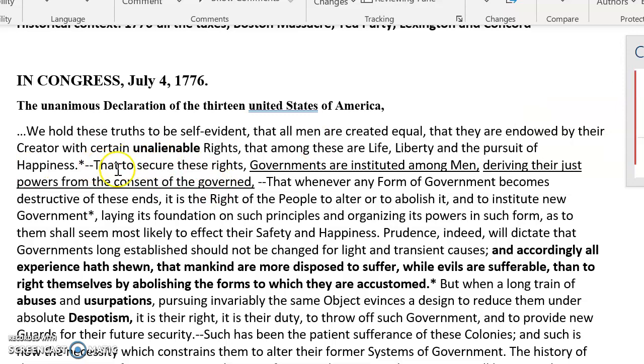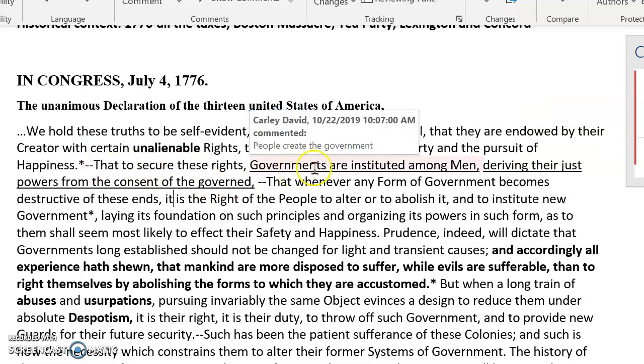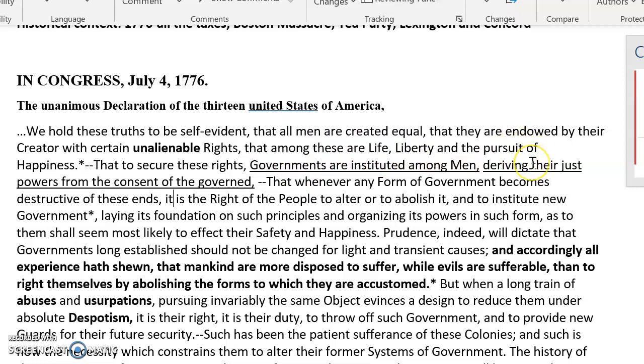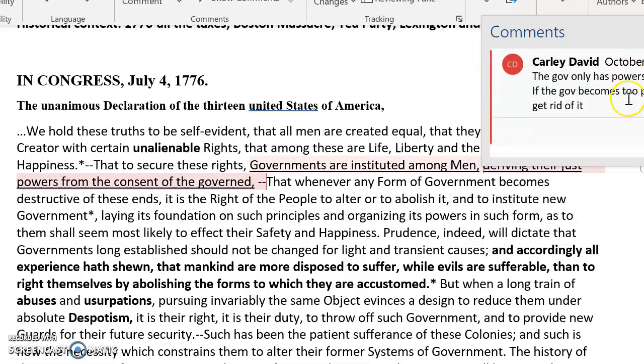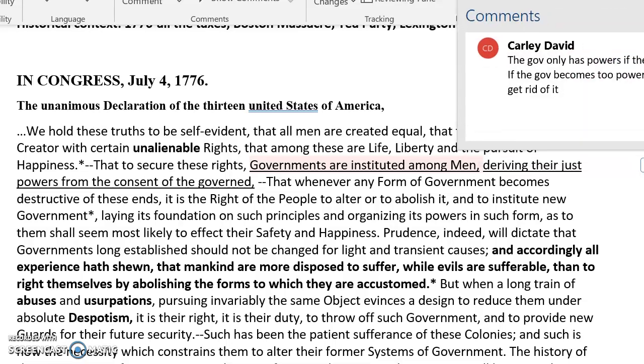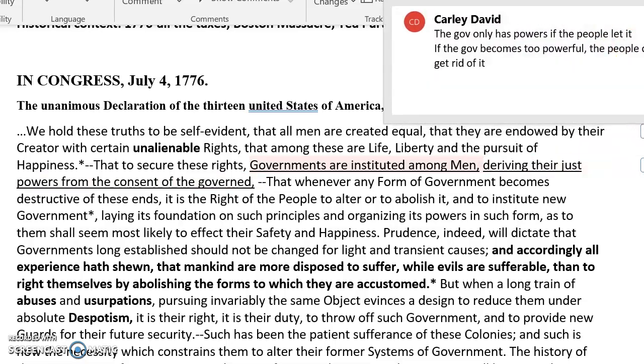So the next part he says is that to secure these rights, governments are instituted among men, which to me means people create the government, deriving their powers from the consent of the governed. So there's two things that I'm taking away there. The first is that people create governments. That's the first thing, okay? And then the second thing is deriving their powers from the consent of the governed. So what I commented for that one was that the government only has powers if the people let it. If the government becomes too powerful, the people can get rid of it. So the consent of the governed. You're arguing that you have to give the government power in order for them to have power. So pause me and take that one down if you need some help with that one.